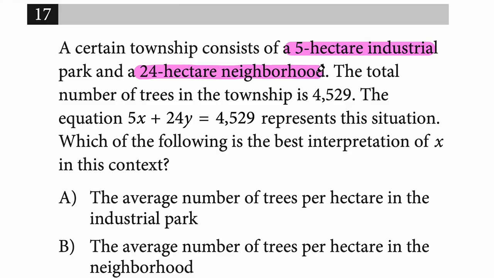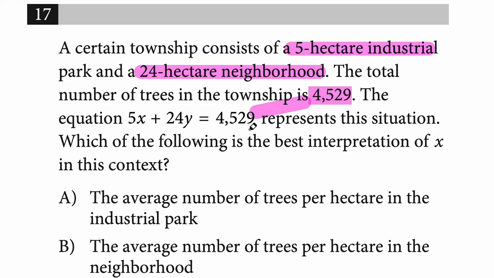24-hectare is neighborhood. Okay. Total number of trees in the township is 4,529. So the whole township is of industrial park and neighborhood, right? And number of trees there is 4,529. Okay. The equation 5x plus 24y is equal to 4,529.